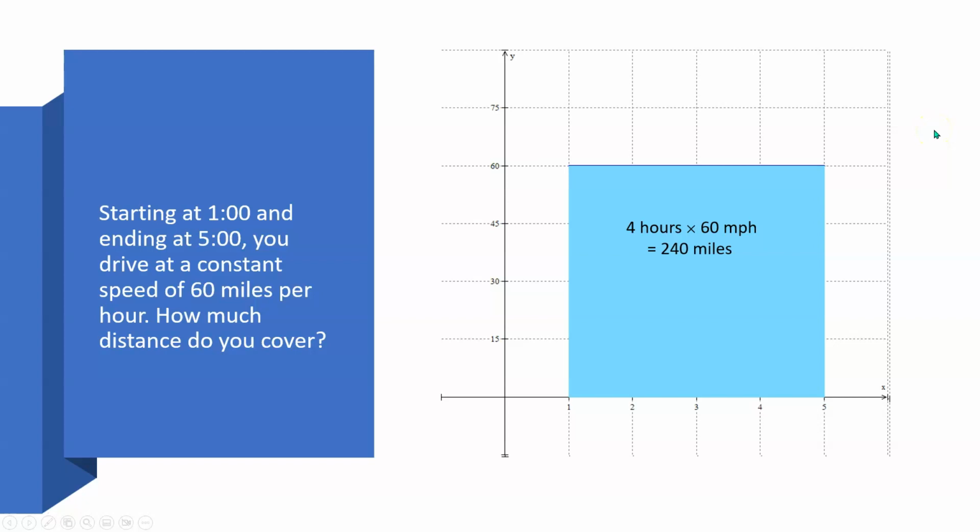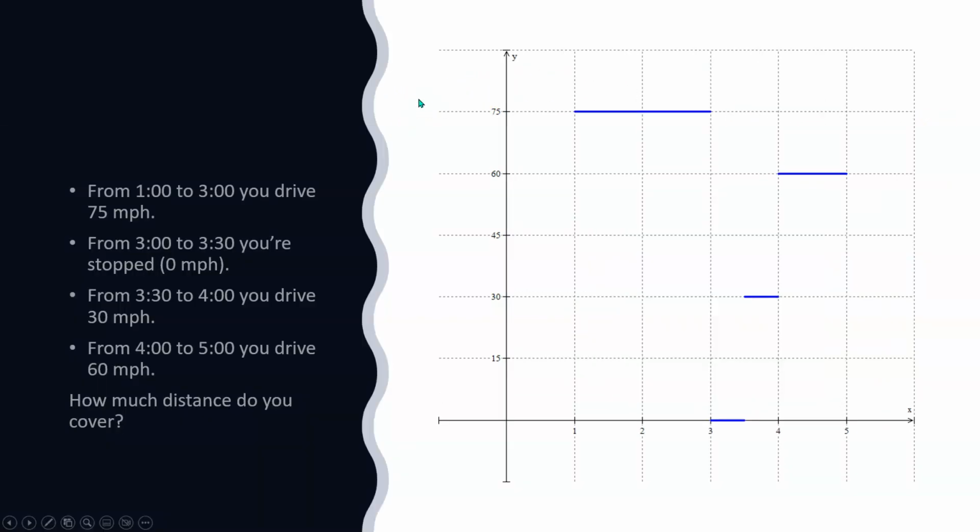Now, what if you weren't going at a constant speed? What if from 1 o'clock to 3 o'clock you drive at 75 miles per hour? And then from 3 o'clock to 3:30, you're stopped. You're going 0 miles per hour. And then from 3:30 to 4 o'clock, you drive 30 miles per hour. And from 4 o'clock to 5 o'clock, you drive 60 miles per hour. Now, how much distance do you cover altogether from 1 to 5 o'clock?